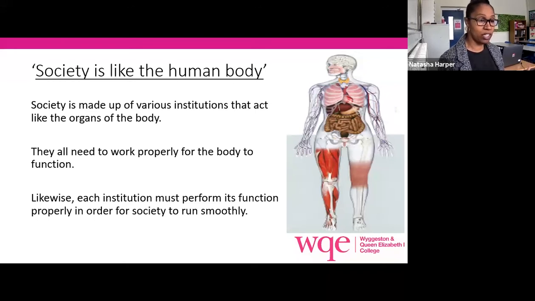So just getting you thinking just for a moment then, can you think of ways in which society may well be like the human body? If we were going to give each particular institution a function, let's take, for example, the family. The family is a social structure in society. What kind of role might the family perform, for example?